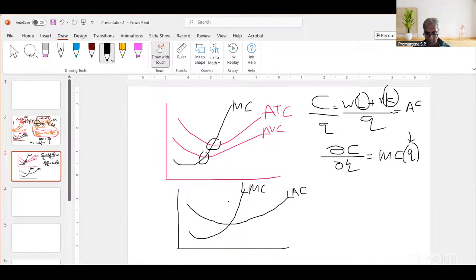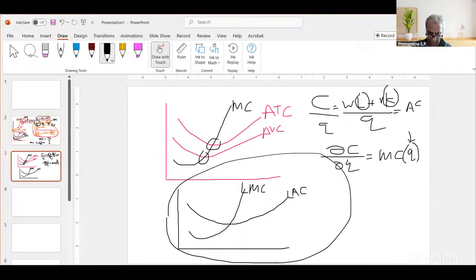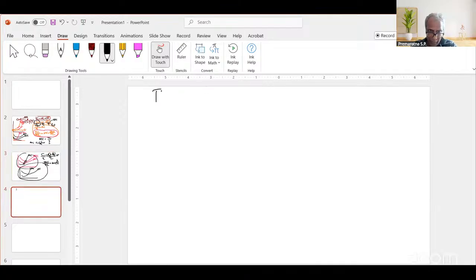Now, I'm going to see the relationship between the marginal cost and average cost curve. Here, in the exam it is also very important to see the relationship between marginal cost and average cost. For that, we'll start like this. Let's say Q.